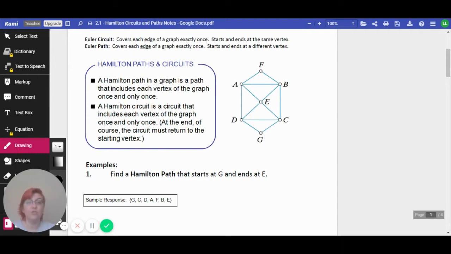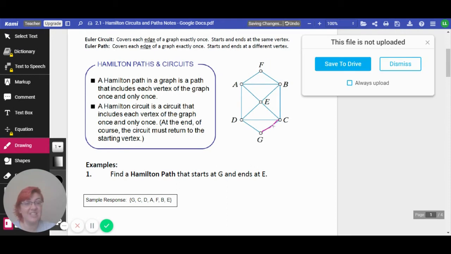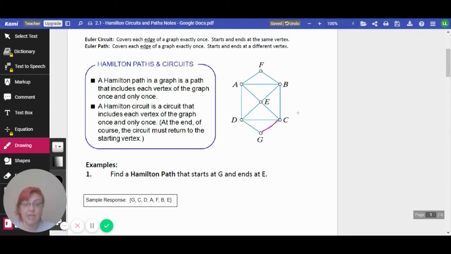So I need to travel to each vertex exactly once, and I don't have to visit every edge. If I start at G, I could maybe go to C. I don't want to go to E yet because that's where I'm going to end. So maybe I'll go to D, and then A, and then F, and then B, and then E. So you see here, while I have not traveled every edge, I have visited every vertex exactly once.